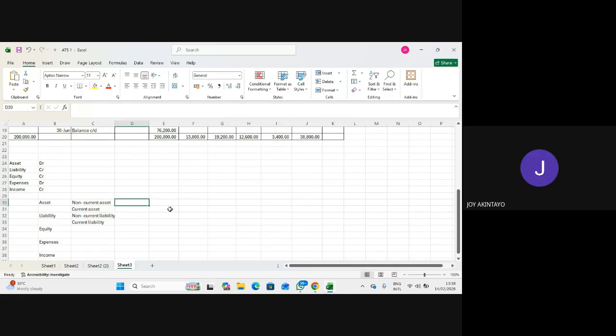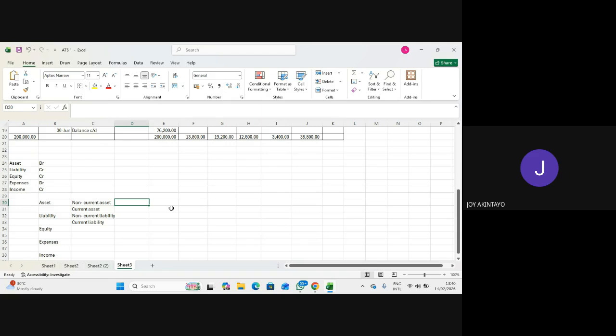Unrealized income is also there. So another example is trade receivables. Receivables happens to be an asset because you are expecting money from your debtors. And trade receivables arises because of credit sales being made by the company.